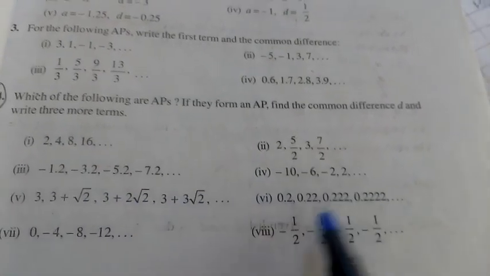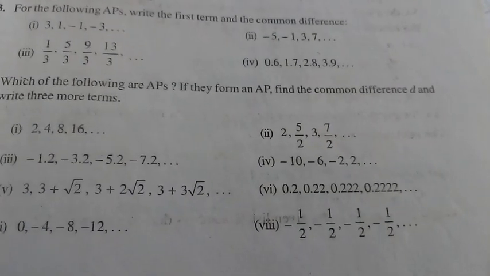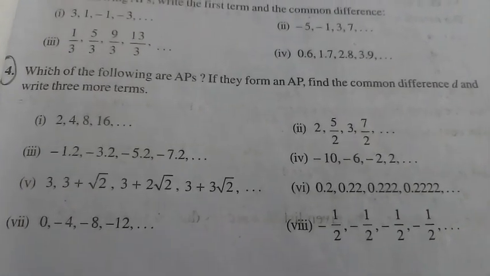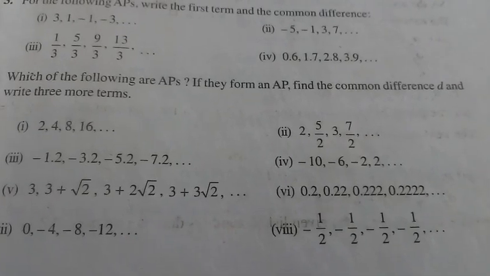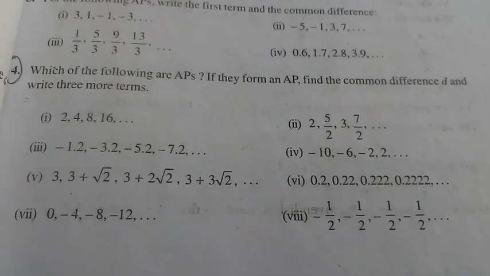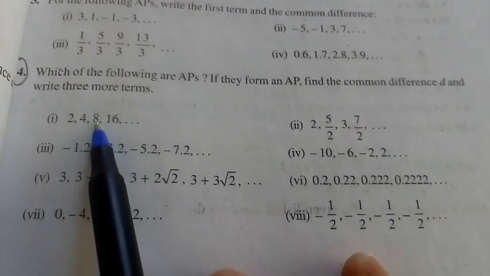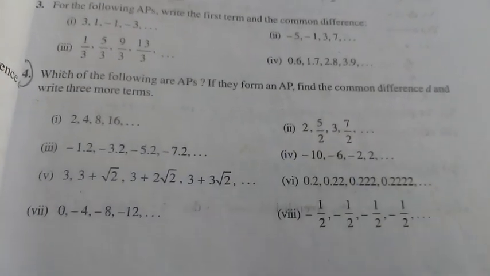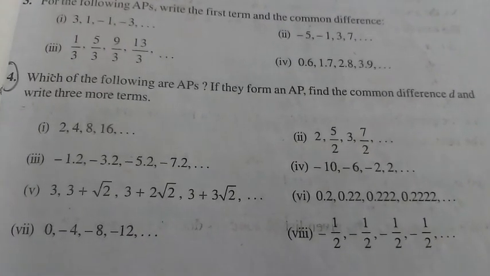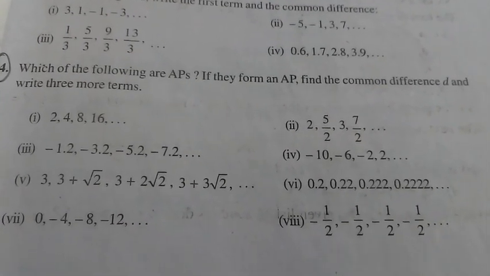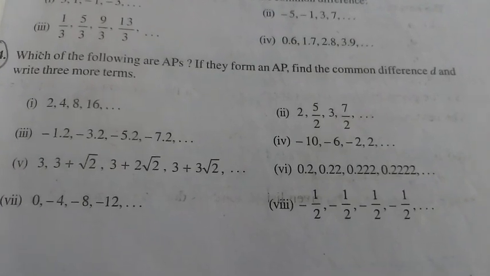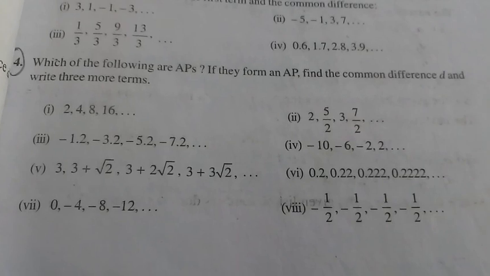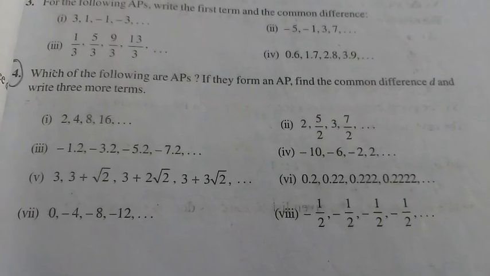So you can check all the APs by calculating the common difference. If D remains the same, it means it is an AP. Then you can write the next terms A plus D, A plus 2D, A plus 3D. Subtract T2 minus T1, T3 minus T2, T4 minus T3; if you get the same difference, it means it is an AP. This is a very easy exercise. You can solve it very easily. Thank you.